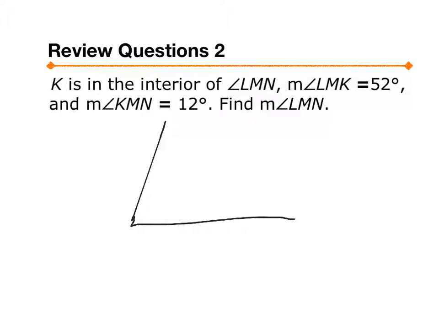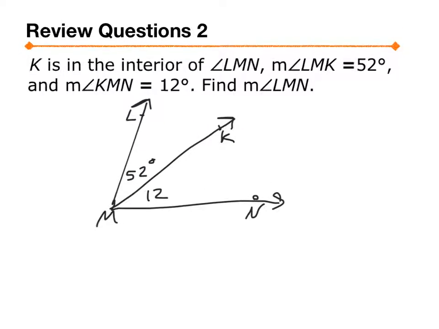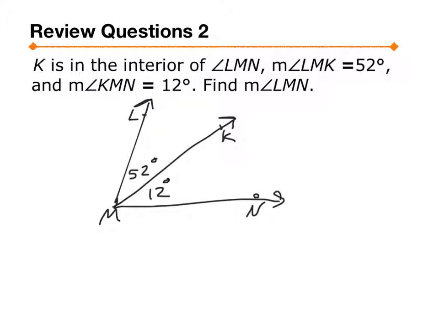Angle LMN. And the measure of LMK is 52. The measure of KMN is 12. Find the measure of angle LMN. So we're looking for the measure of the whole thing. Don't you just add them? Mm-hmm. So we would add them. And the measure of angle LMN is 64 degrees.